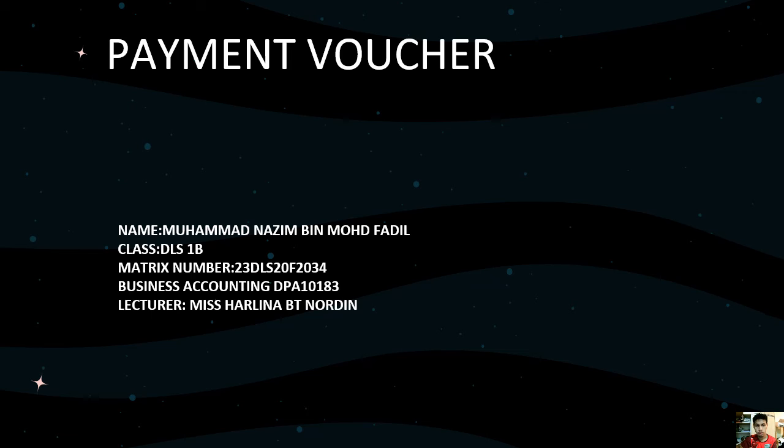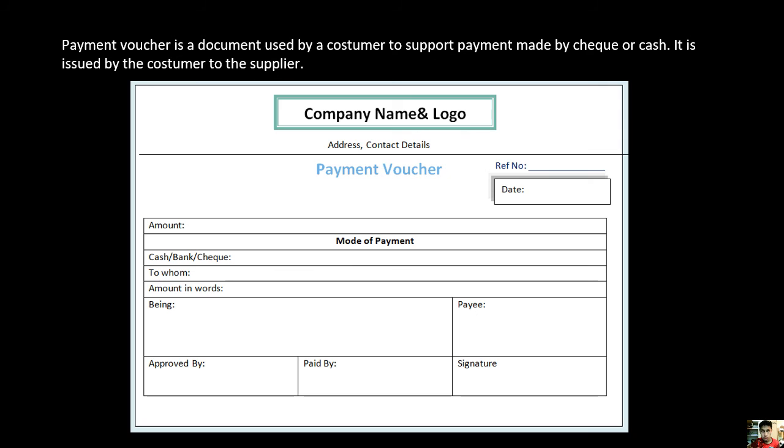So today, I'm going to talk about the payment voucher. A payment voucher is actually one of the source documents inside accounting. So what is the definition of a payment voucher? A payment voucher is a document used by a customer to support a payment made by check or even cash. It is issued by the customer to the supplier as evidence that the customer already paid for the transaction.